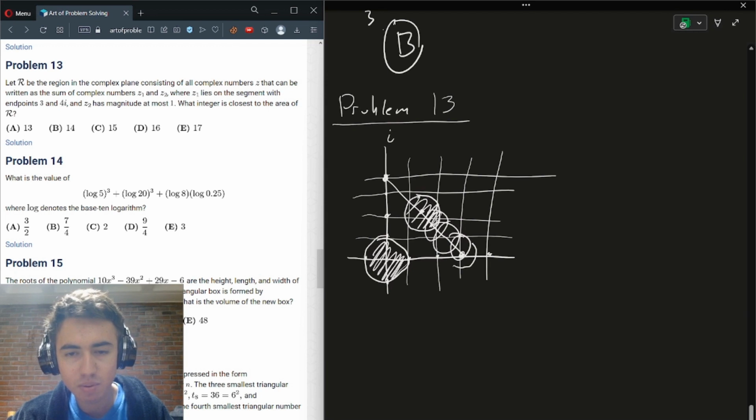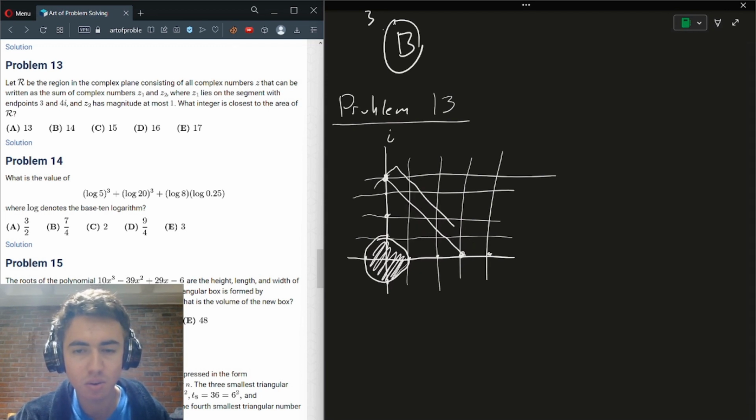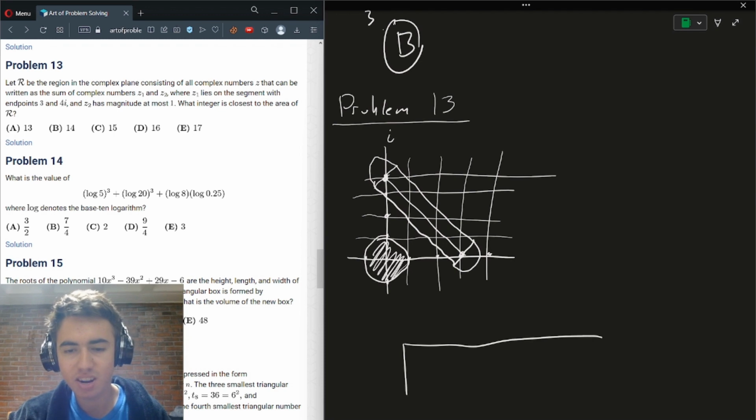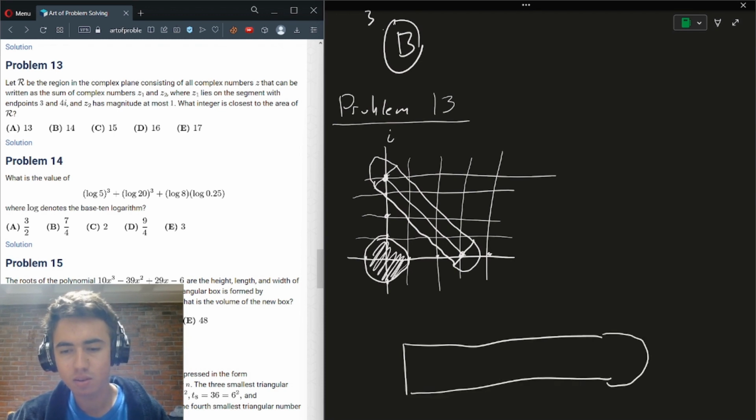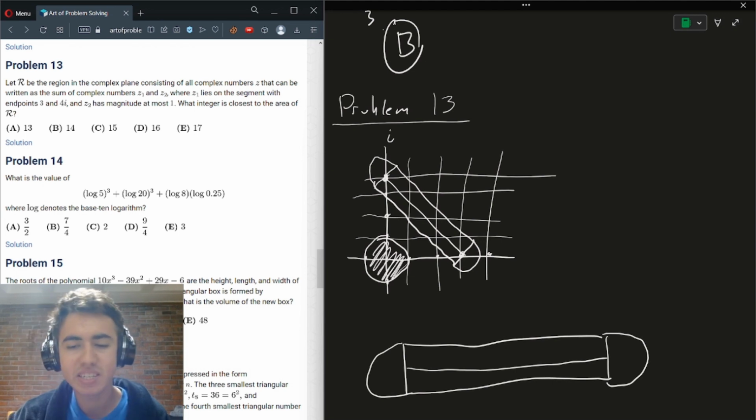Let's see, that was not drawn super well. Let me erase the circles and redraw this figure. So we get a figure that looks like this. Now, let me just real quick redraw this down here. And we see that, well, let's think about the dimensions of this figure.